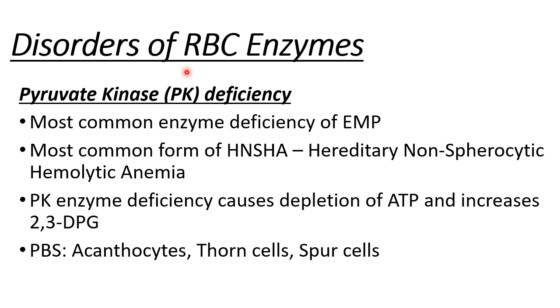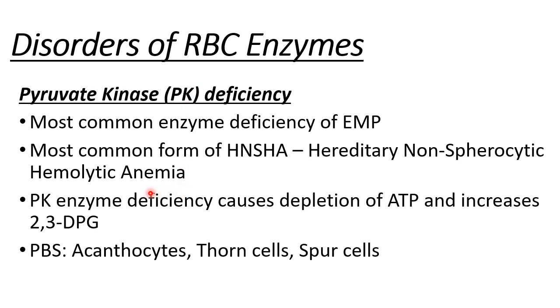Okay. Disorders of RBC enzyme or enzymopathies. So, unahin natin, the most common enzyme deficiency of the Embden-Meyerhof pathway is the pyruvate kinase deficiency. This type of RBC defect is also considered as the most common form of hereditary non-spherocytic hemolytic anemia. Okay? Halos kasi lahat ng membrane defects is caused by spherocytosis. And ito lang yung non-spherocyte form na kayang mag-cause ng hemolytic anemia.